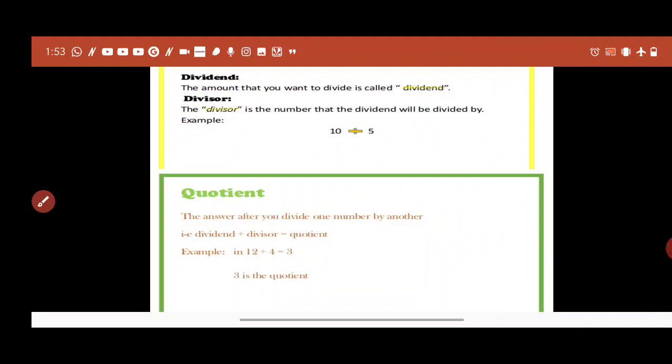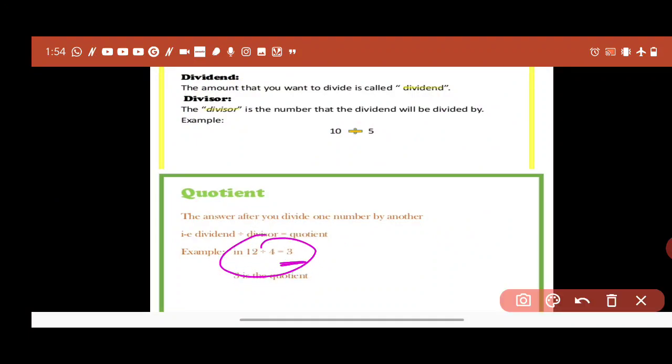Next comes the quotient. After the division, there is an answer. In the previous example, we saw 4 families got 4 oranges, right? So the number 4 is the quotient. See over here, 12 divided by 4 equals 3. So the number 3 is the answer. So the answer is called the quotient. Okay, children?